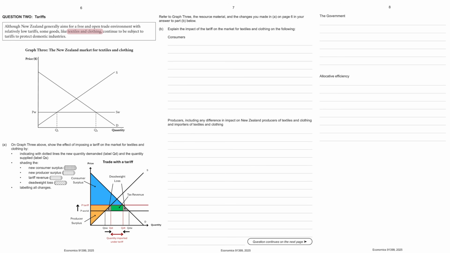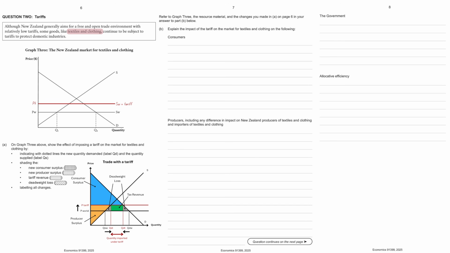So if you're not familiar with the tariff graph, here's what it looks like. We need to draw in a horizontal line which is parallel to the PW line, which stands for P world, and it is above it. So we label this SW plus tariff and PT for the price that is traded under the tariff.